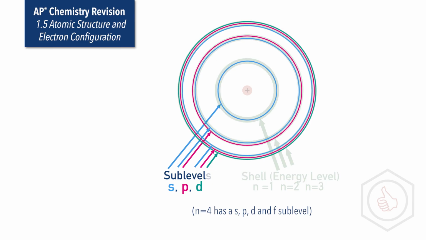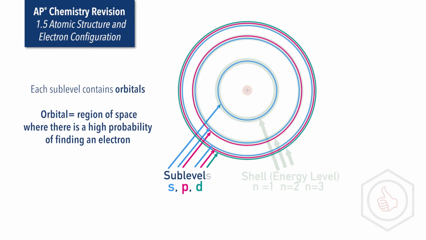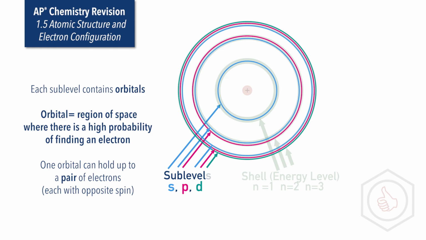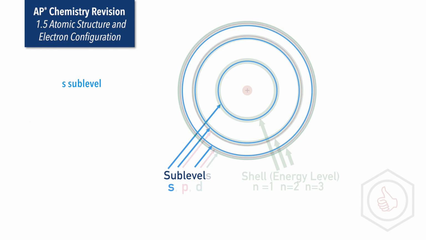Each sublevel contains one or more atomic orbitals. An orbital is a region of space in an atom where there is a high probability of finding an electron. Each individual orbital can hold up to 2 electrons, a pair, each with opposite spin. Different sublevels contain different numbers and shapes of orbitals. An S sublevel contains only one orbital that is an S orbital. It is spherical in shape and is symmetrical around the nucleus. Because it only has one orbital then, an S sublevel can only hold a maximum of 2 electrons.